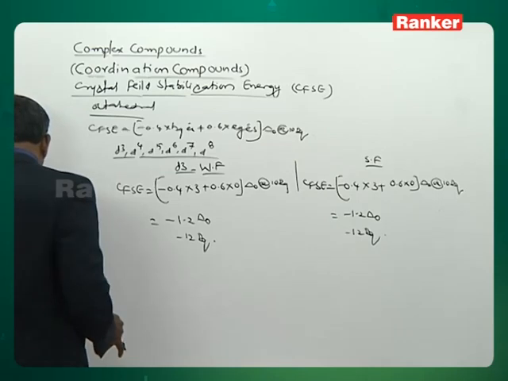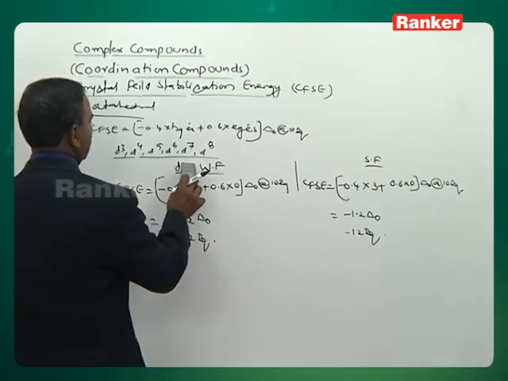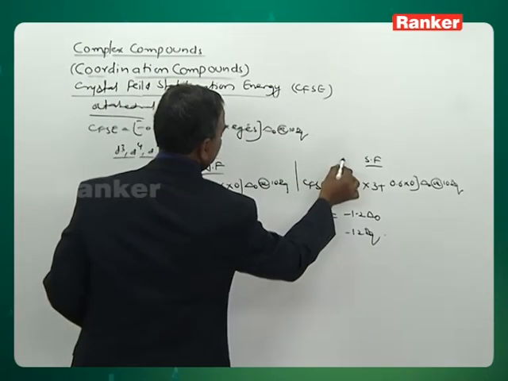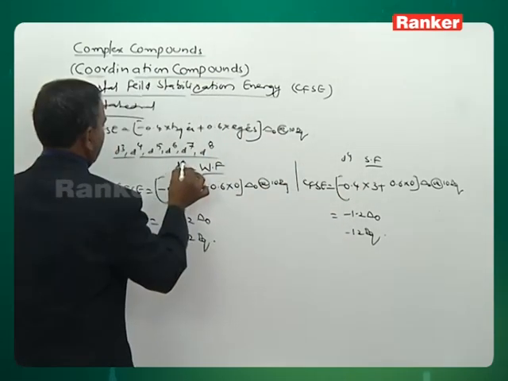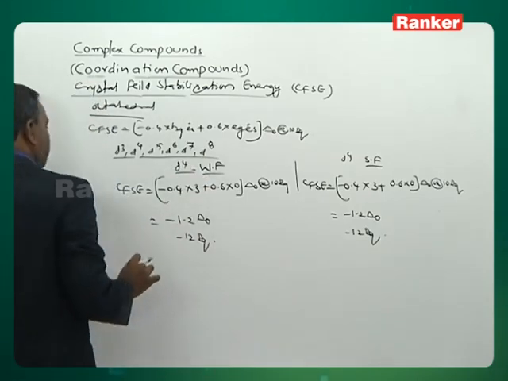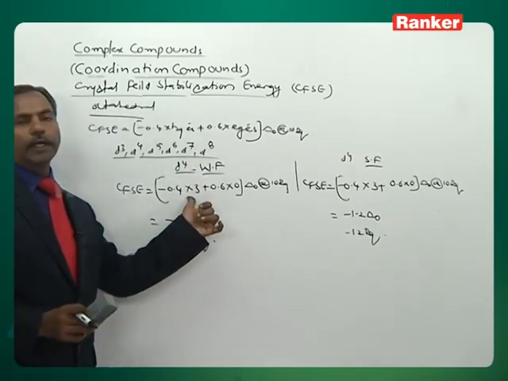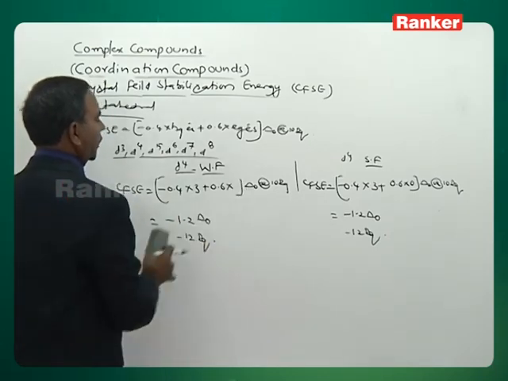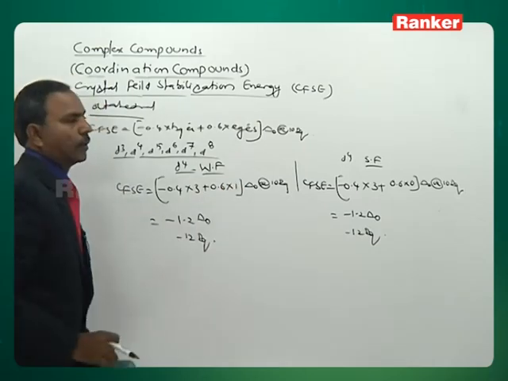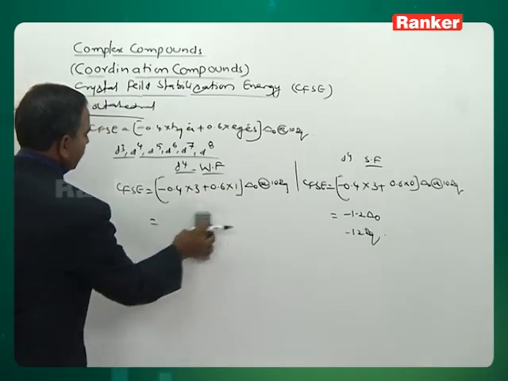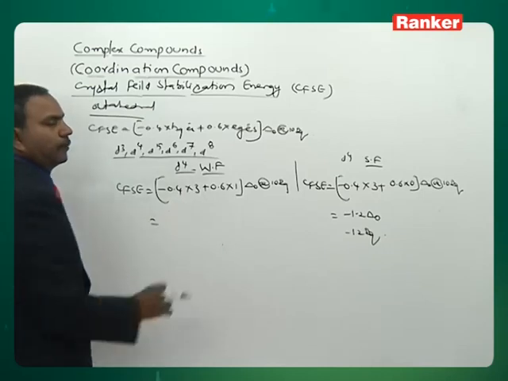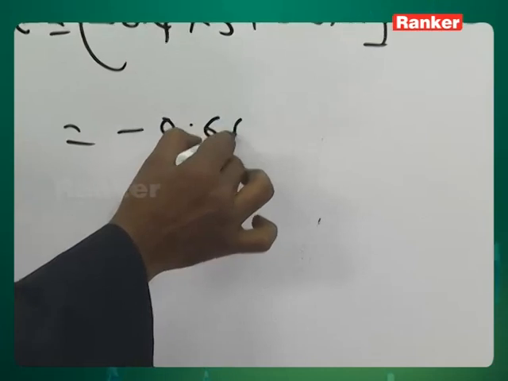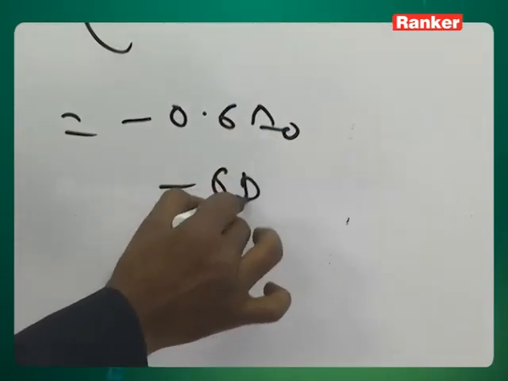Next let us see d4, weak field and strong field. You should know the distribution. In the weak field, t2g3 eg1. Now check the value: 4 into 3 is 12, minus 12 plus 6. Therefore, it is minus 0.6 delta O, or minus 6 Dq.